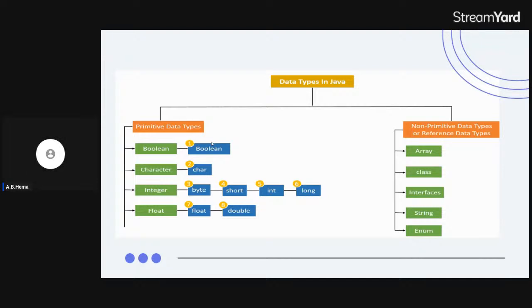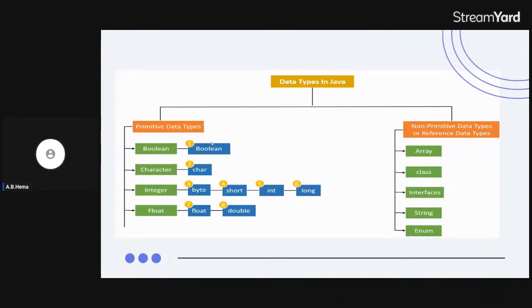Next, it's float. Float stores decimal values, and it is also divided based on the size occupied. We have float and double. Float occupies 4 bytes of memory, and double occupies 8 bytes of memory.